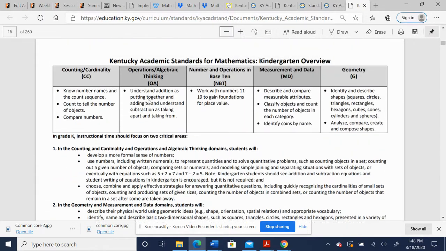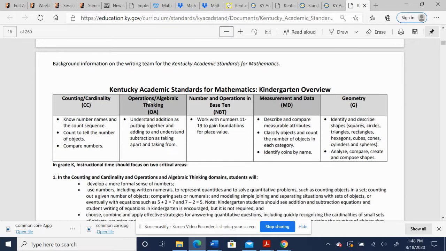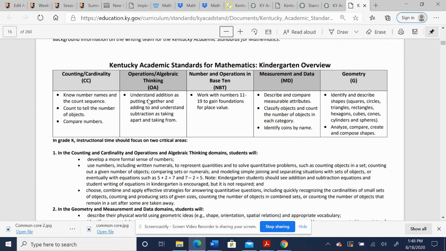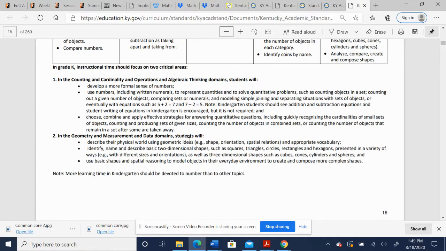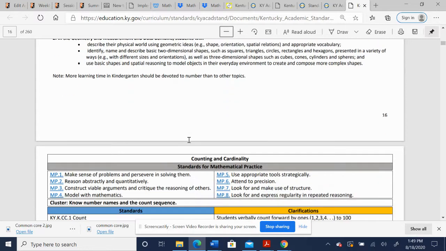But here are our first page of standards, and this starts with kindergarten. Okay? And this is an overview. So it tells us the domains in kindergarten are going to be counting and cardinality, operations and algebraic thinking, numbers and operations in base 10, measurement and data and geometry. Okay? And this is kind of overall, what do we want them to know and be able to do throughout kindergarten, okay? And here we see a little bit more of a summary and specific things.